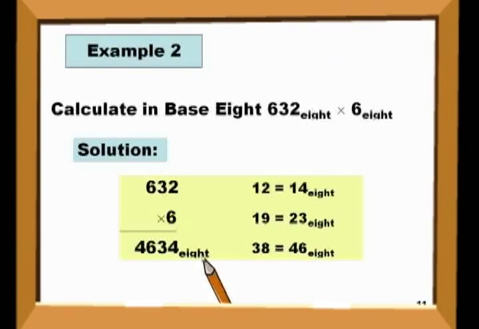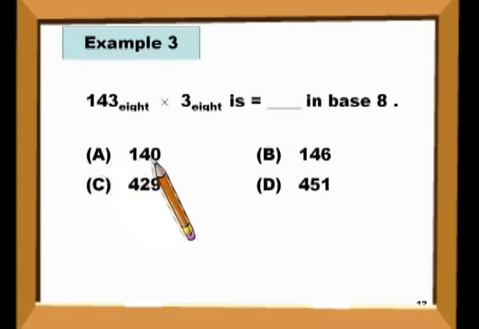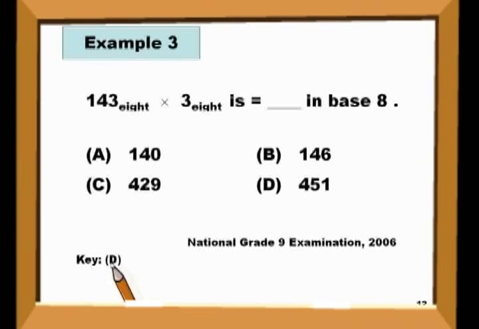Now on to example 3. 1, 4, 3 in base 8 multiplied by 3 in base 8 is. Now what is the answer going to be in base 8? Let us find out. We have 4 responses. Is it A, 140, or B, 146, or maybe C, 429, or D, 451? Which one is it? The answer is D. Now this question was taken from the National Grade 9 Examination in 2006.